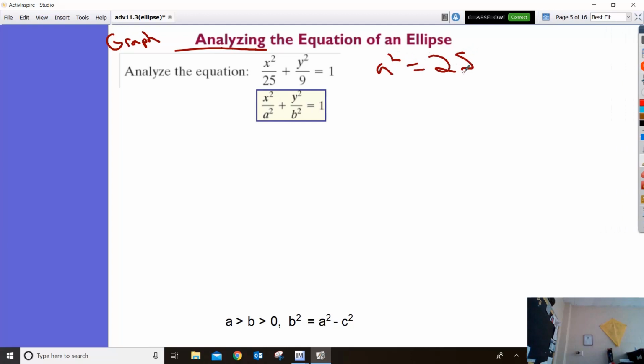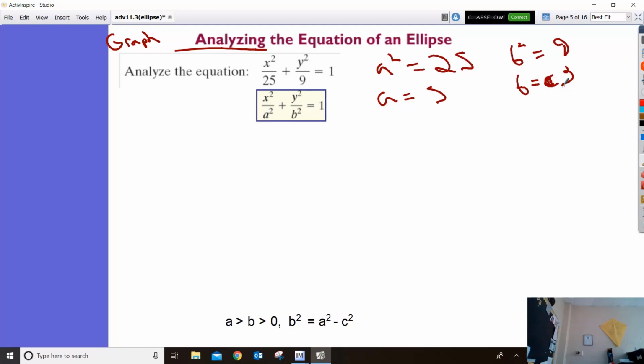No attention span. A squared is 25. That's where that A is 5 is coming from. What's B squared equal to? 9, right? So what's B? B is 3. Now the only thing, I'll put B as C. The only thing we're missing here to actually do a graph is to find C. Because C tells us where our foci are. Okay, focuses, foci, right? So we need to find C.